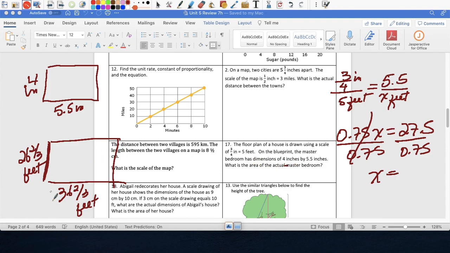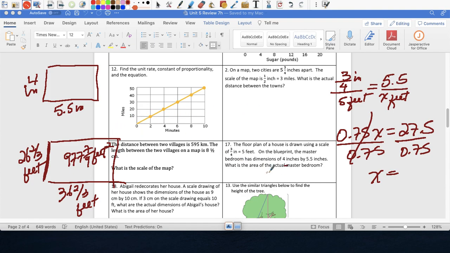So for the area, you're going to have to multiply these two figures. So the area of the room is 26 2/3 times 36 2/3. Yikes, is that your room? Yes, the area is 7/9 feet square. That is a huge room. Huge, huge.